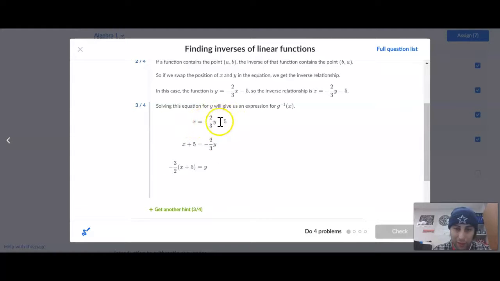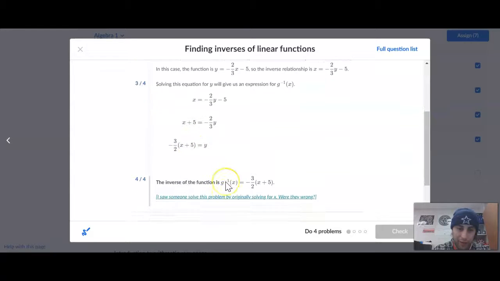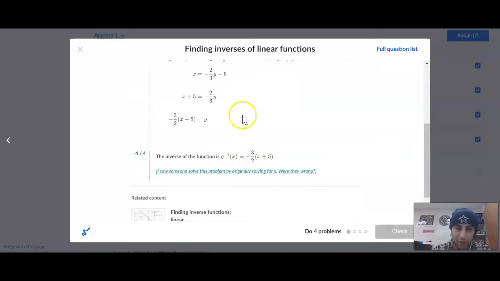So now we have x equals this. To get rid of this loner minus 5, you add 5 to both sides, and you get x plus 5. And then to get rid of negative 2/3, you multiply by its reciprocal, the flip, which is negative 3/2. And then you want to distribute that: negative 3/2 times x, negative 3/2 times 5. They're leaving it in this form right here, and that's how you can solve it. Cool.